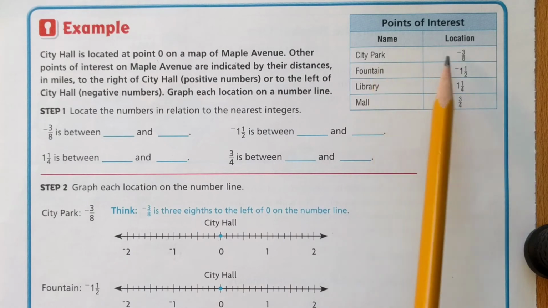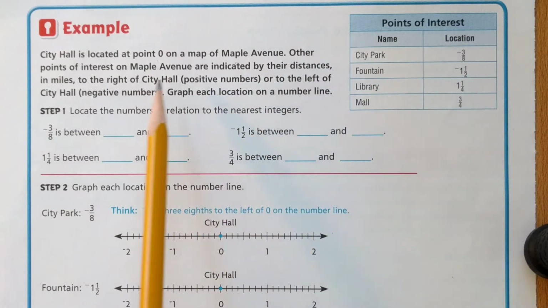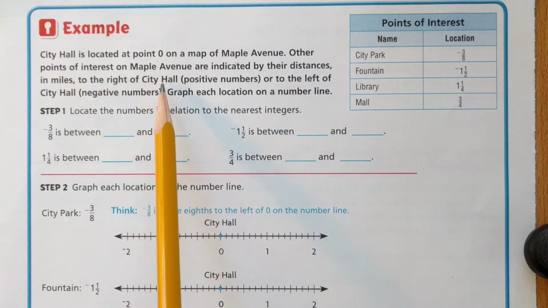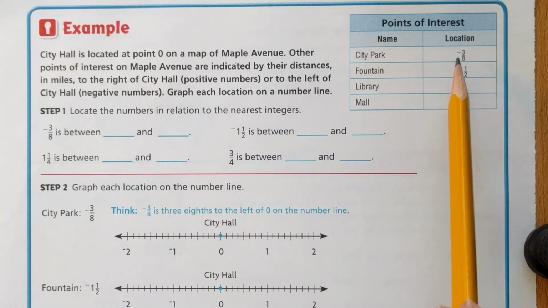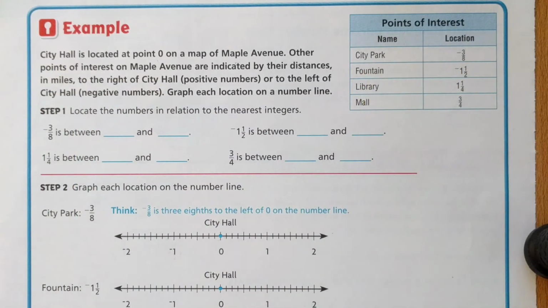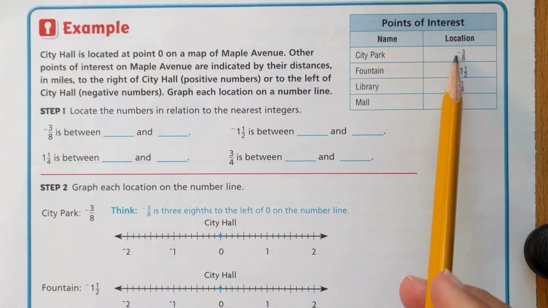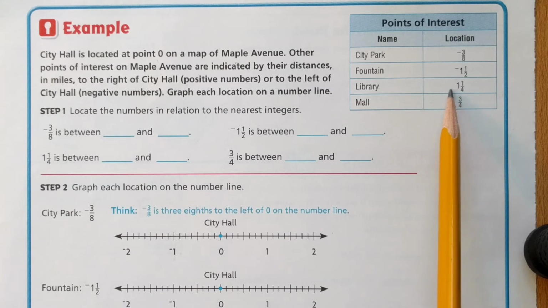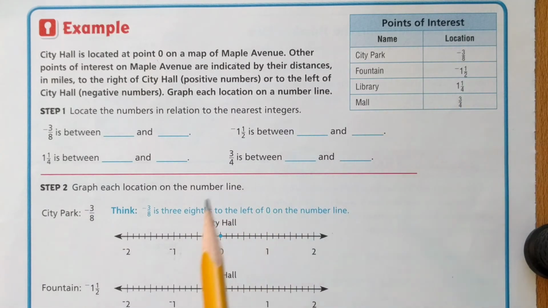So we have the city park is 3/8 of a mile. What is our unit of measure? Yes, in miles. There we go. That's our unit of measure. So city park is 3/8 of a mile. The fountain is negative 3/8 of a mile. The fountain is negative 1.5. The library is positive 1.25, and the mall is positive 3/4.